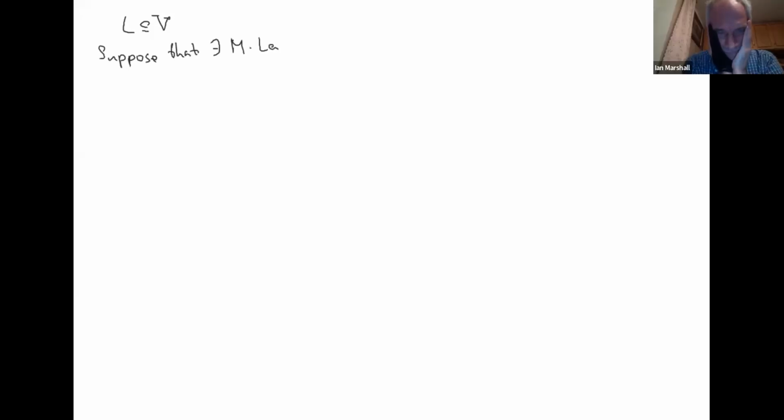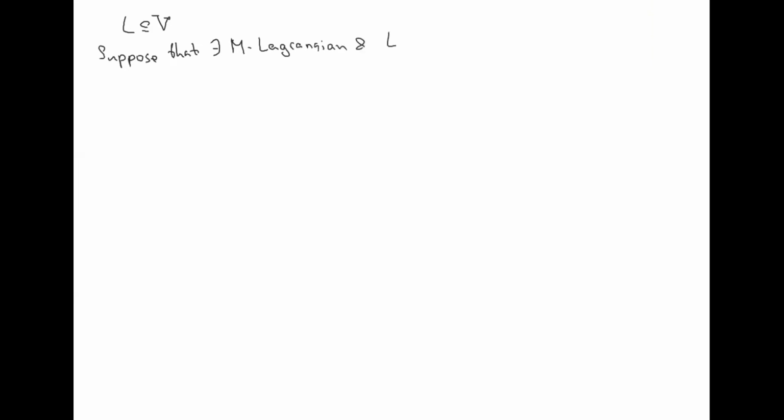So I'll present my solution in two steps. So first of all, we have Lagrangian L inside of V. So let's suppose just for a second that there exists another M, which is again Lagrangian, and transversal to L.